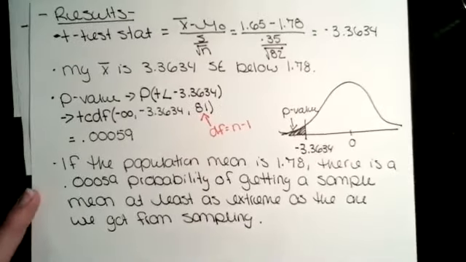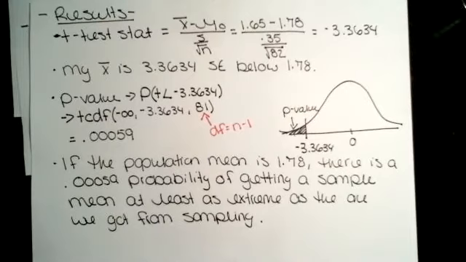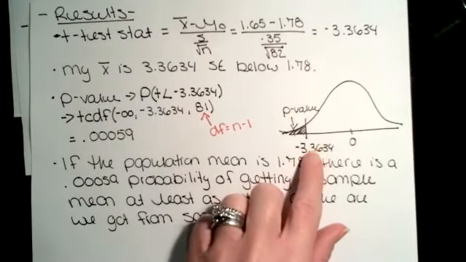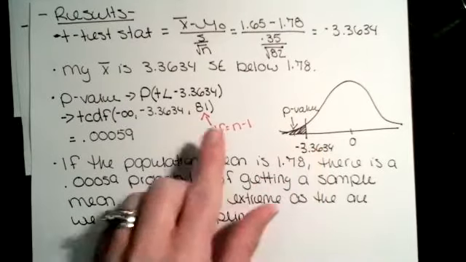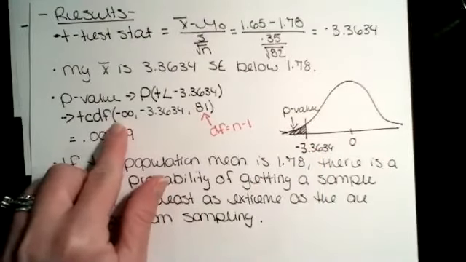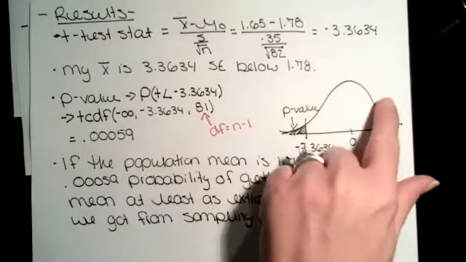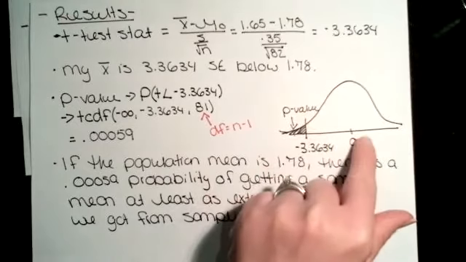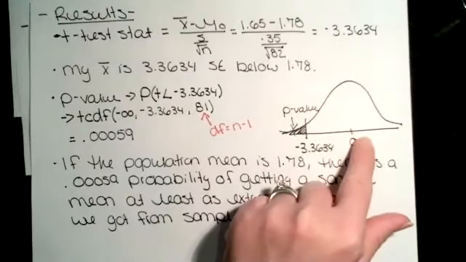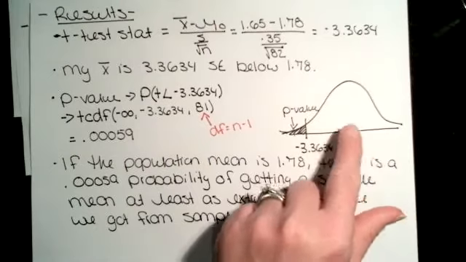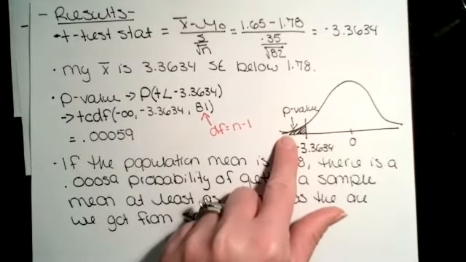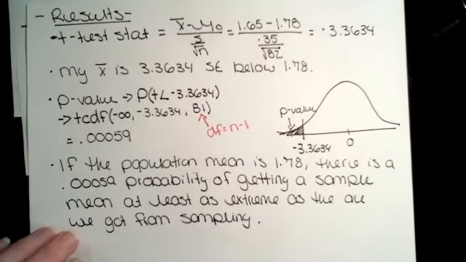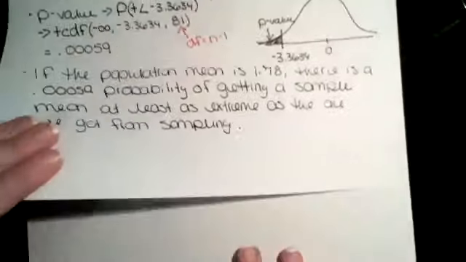Any questions on this result step? You guys all see how the picture is helpful? It's helpful for this. If you calculated the area over here, you're going to get a really large number, close to 1, right? Close to 100%. That would be incorrect. You're always calculating the area in the tail. It's always going to be a small number.